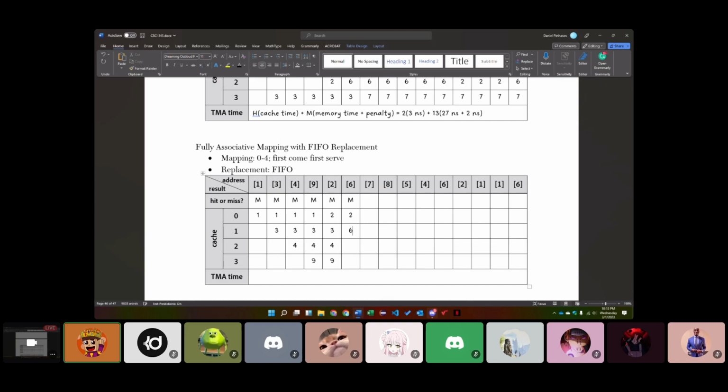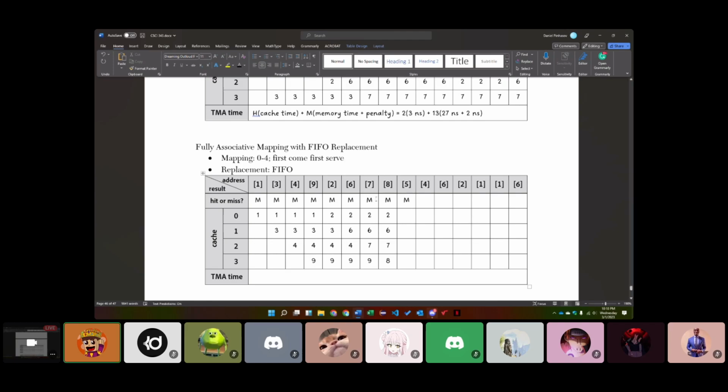So 2, 3 gets replaced, 4 and 9 stay. Now our next in is 4, just to keep in mind. 7 is a miss, 2, 6, 4 gets replaced, and 9. Now our next in is 9. 8 is a miss, so 9 gets replaced, 2, 6, 7, 8.